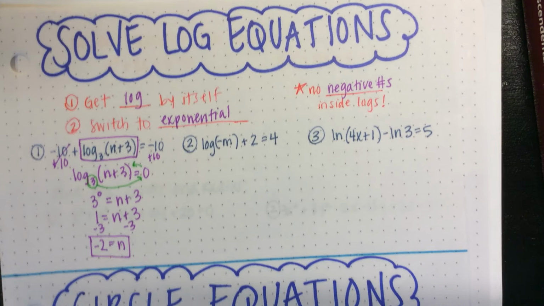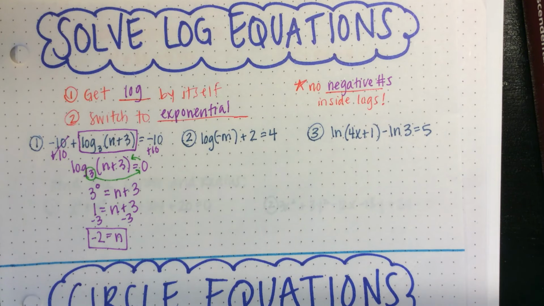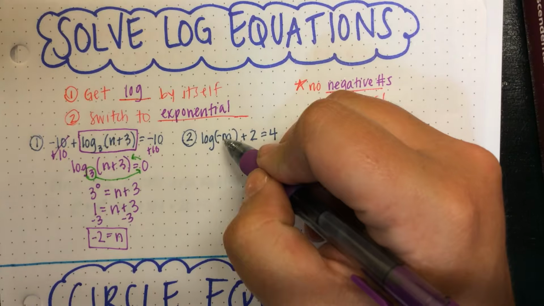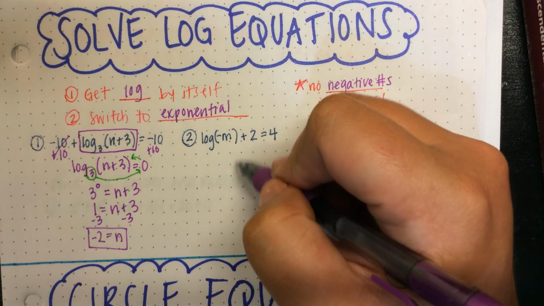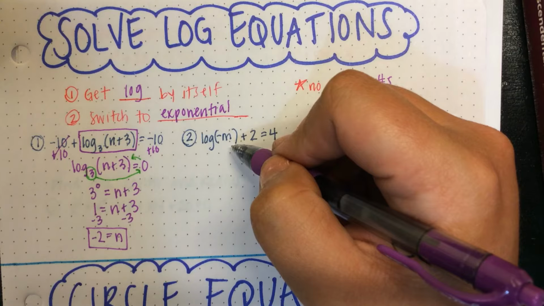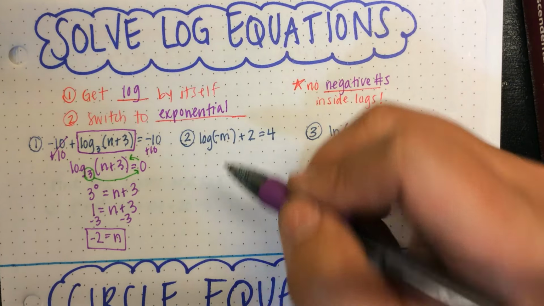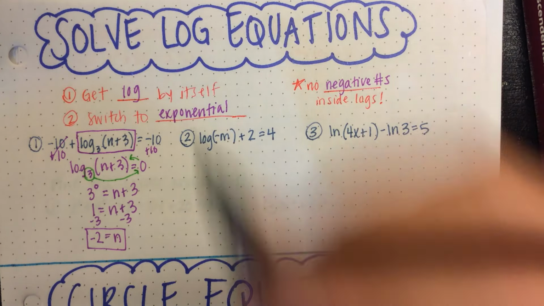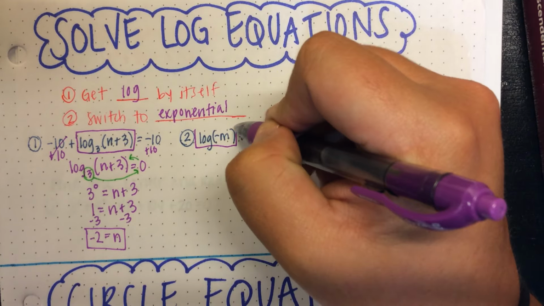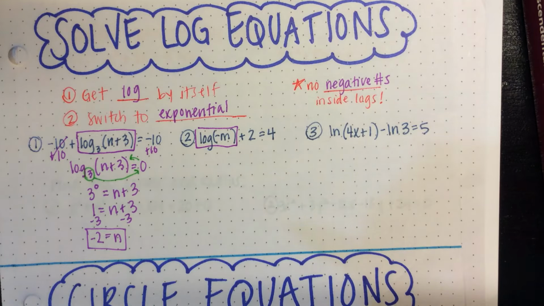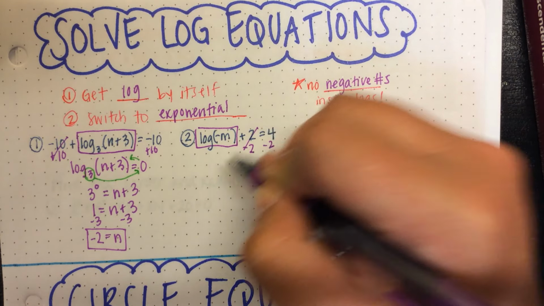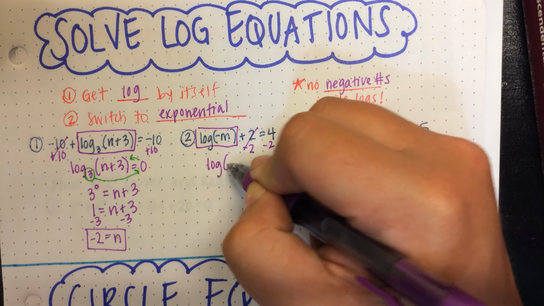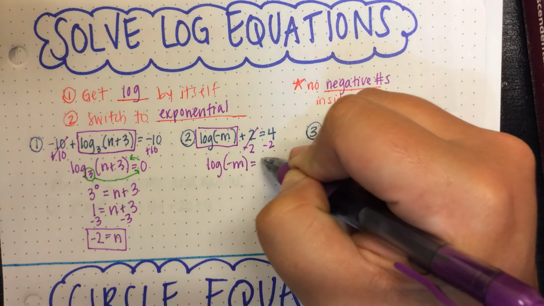Okay, for number 2, we got log of negative m plus 2 equals 4. Okay, now this is not a negative number, it's a negative variable. That's okay as long as when I plug in my number that I get for my solution, I get rid of all the negatives in there, right? So it's okay. But that log of negative m is what I want to get by itself. So I'm going to start by subtracting 2. So I get log of negative m equals 2.